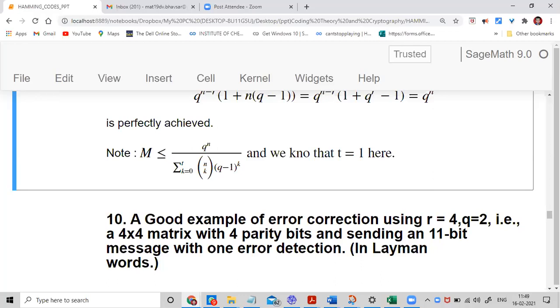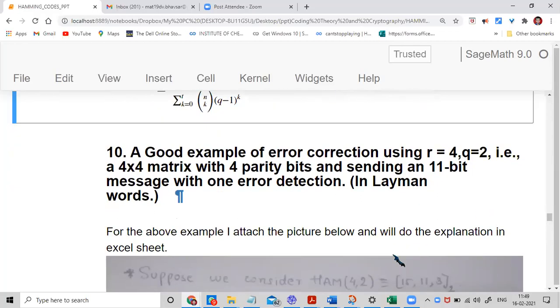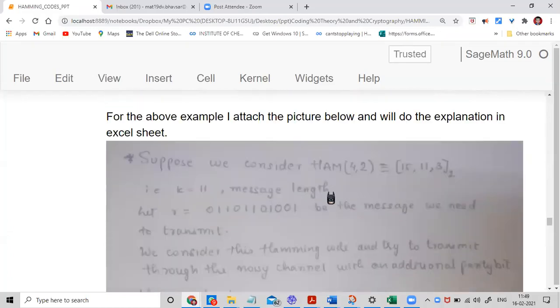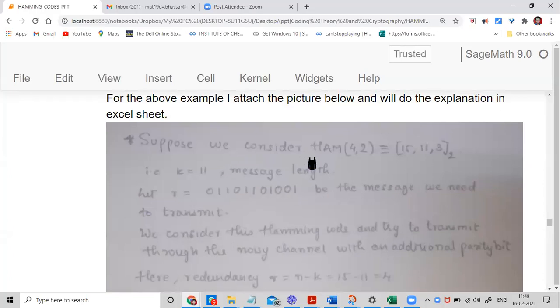Okay, so now the example I have written. I was not able to type this, sorry, but I think it is visible. This is the picture I have attached, and I will do the explanation in the Excel sheet. So suppose we consider Ham(4,2), and it is equivalent to (15,11,3). That I have calculated. We discussed it in the last lecture also.